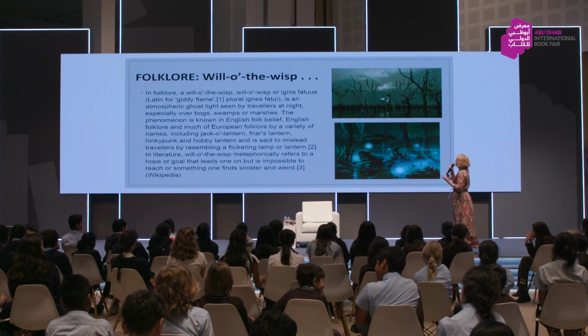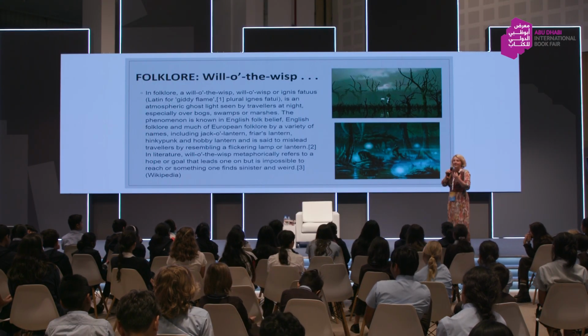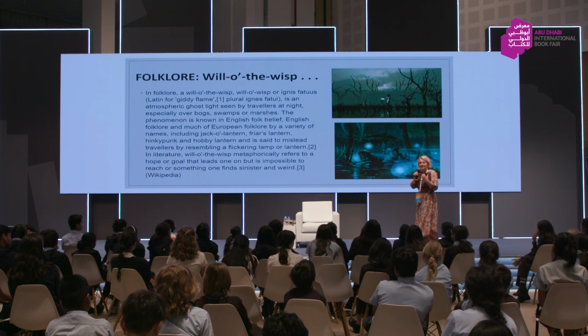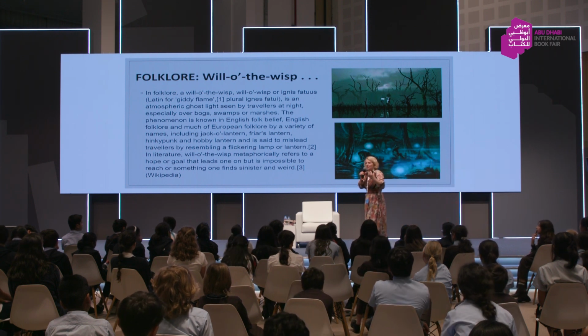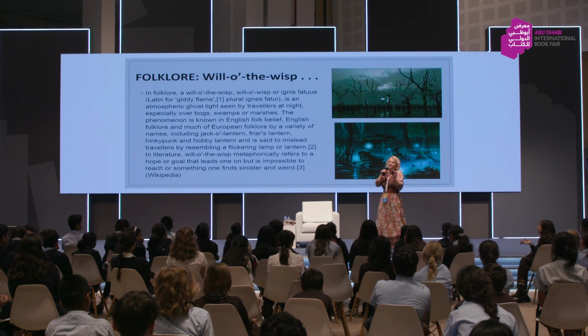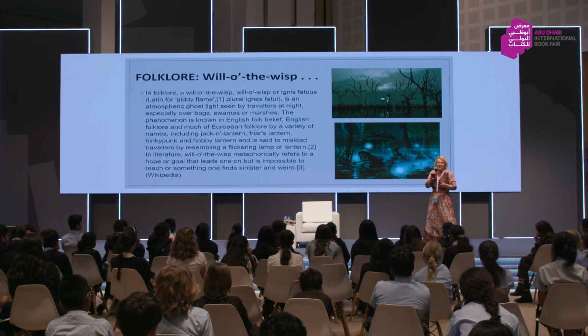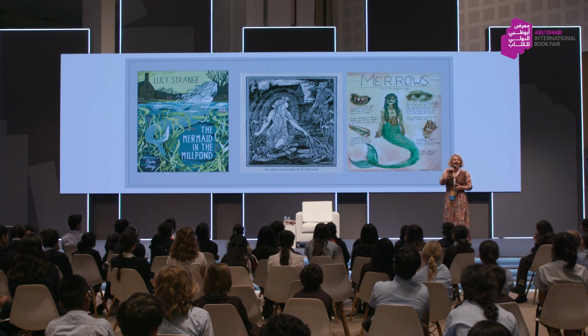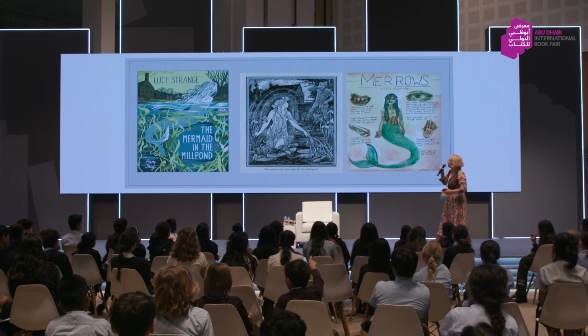And so this is the idea that I used in Sisters of the Lost Marsh, this idea that there is the Marsh King, and he has a false flame, and he's trying to lure lost souls out into the marshland so they'll be drowned in the thick slime of the swamp. And The Mermaid in the Mill Pond uses folklore too.